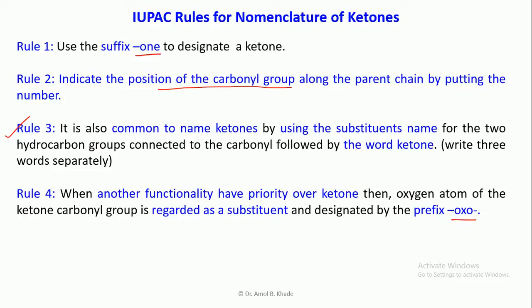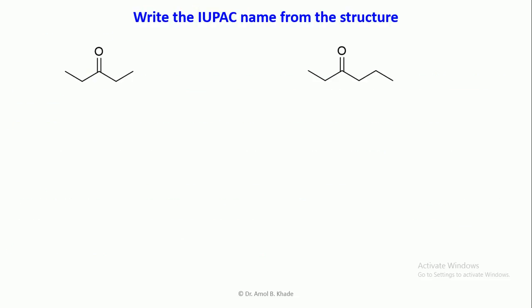Then rule number 5: aldehyde will take priority over the ketones. Now if you have any structure in which both the functionalities are present, it is possible. If you find a structure which contains CHO as well as this keto group, then in that case the aldehyde will take priority in the numbering and the ketone will be next. So that also we should remember.